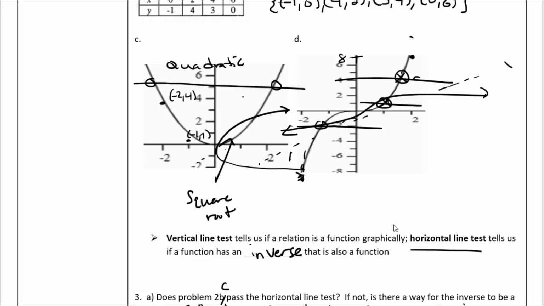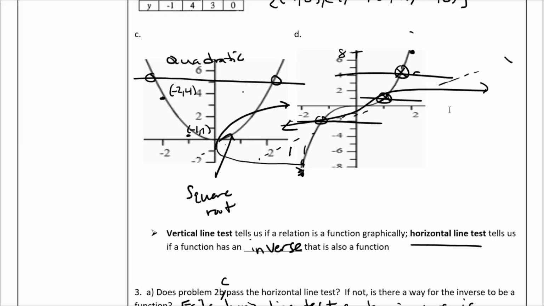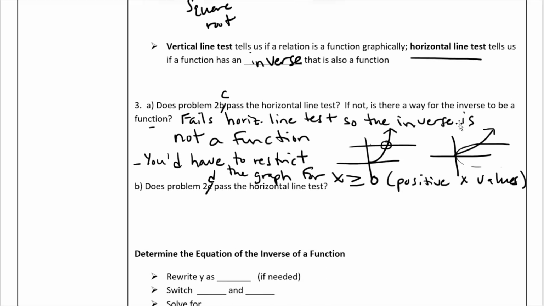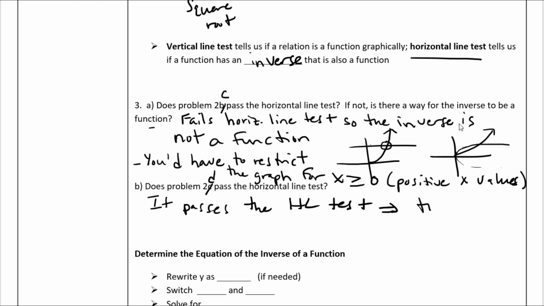The horizontal line test tells us if the inverse is a function, and to tell us if a graph is a function, you use the vertical. So does problem 2d pass it? Yes, it does. It passes the horizontal line test. So this means that the inverse is a function.